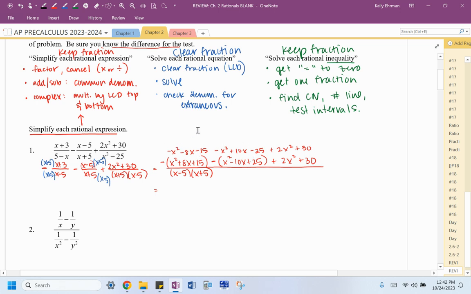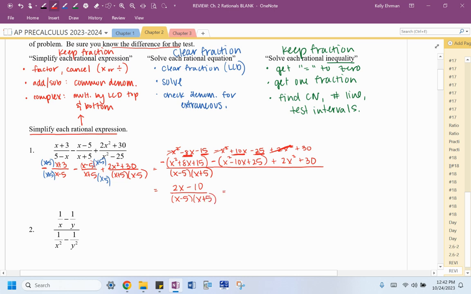combine like terms. So negative x squared minus x squared is negative 2x squared plus 2x squared. So there's no x squared term. Negative 8x plus 10x is 2x. And that's it there, so 2x. Negative 15 minus 25 is negative 40. Negative 40 plus 30 is negative 10. So that simplified a lot compared to what it was.